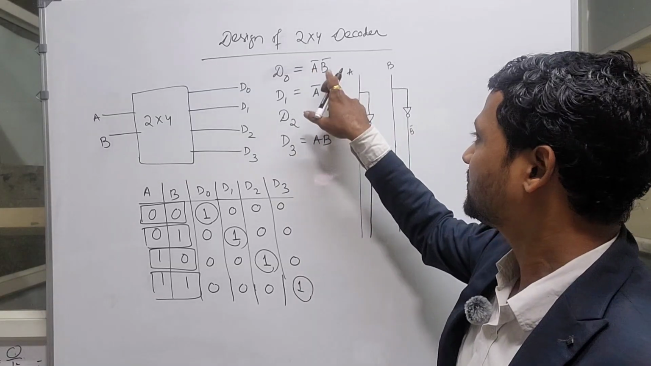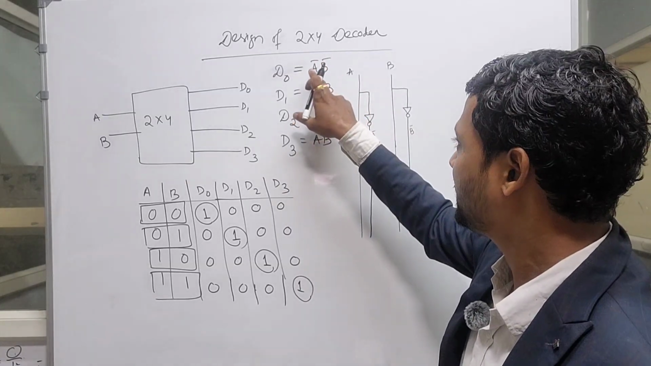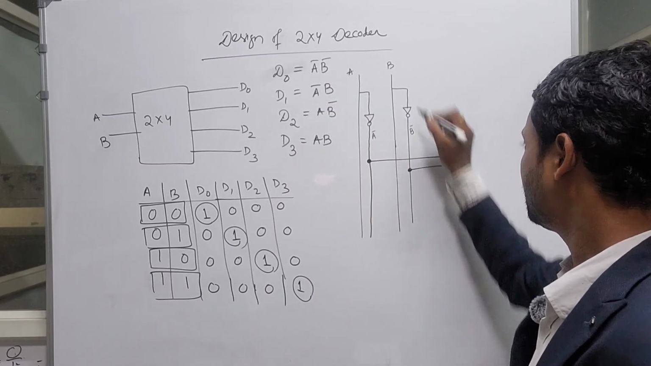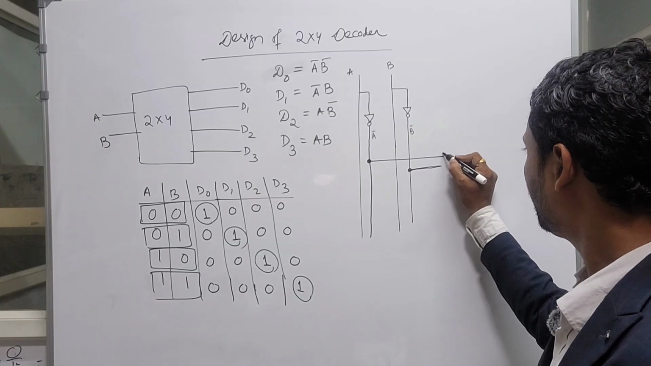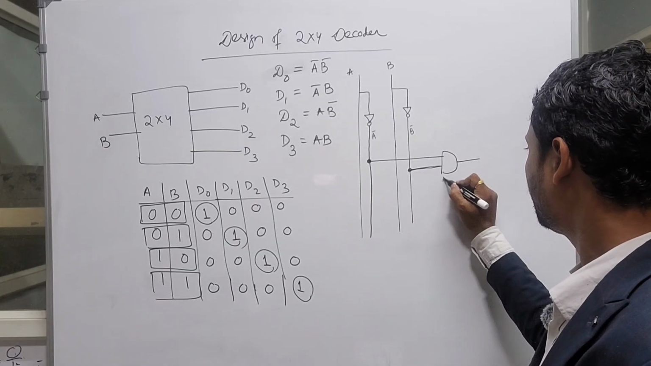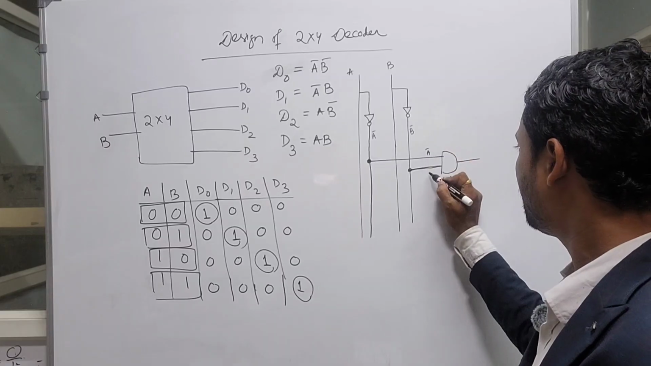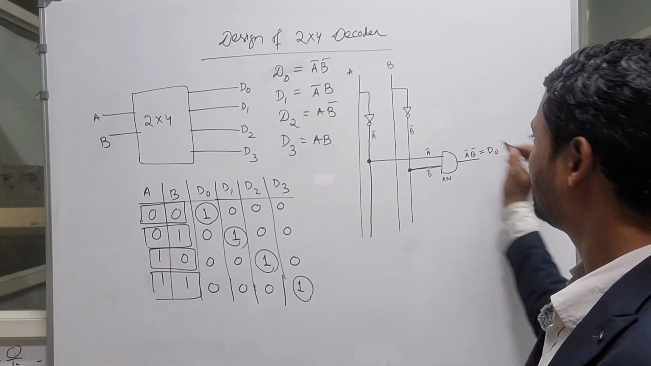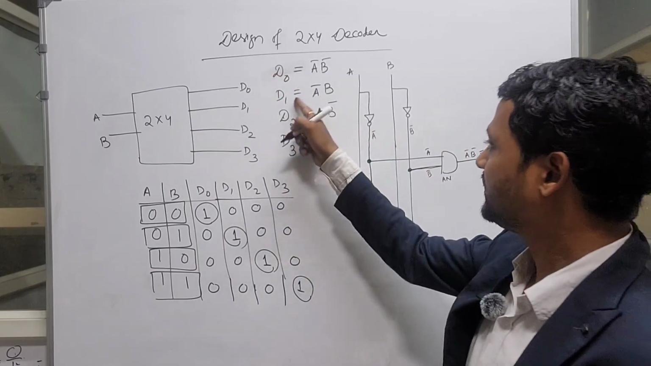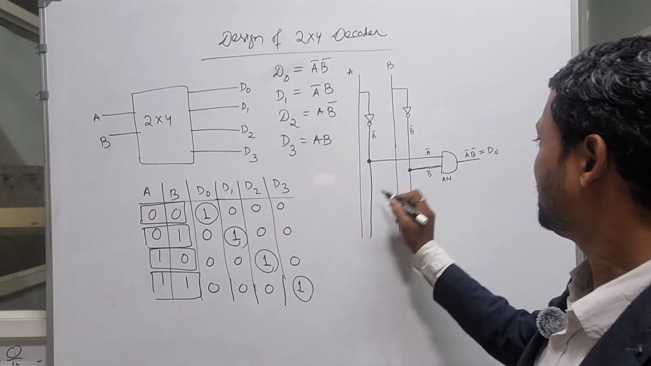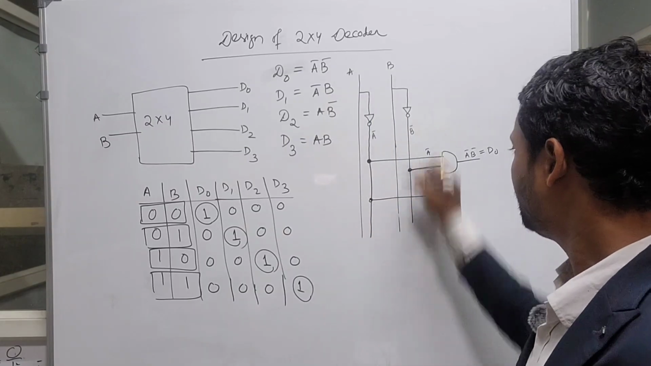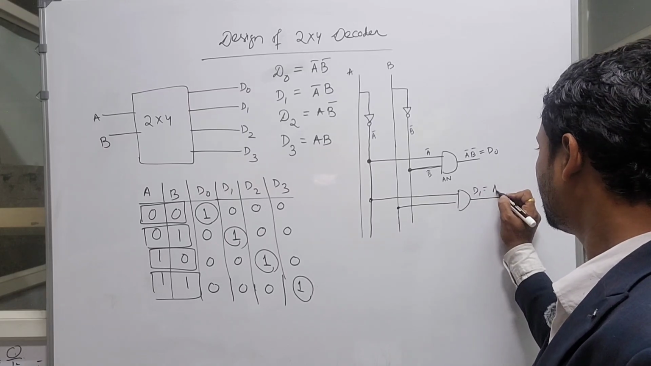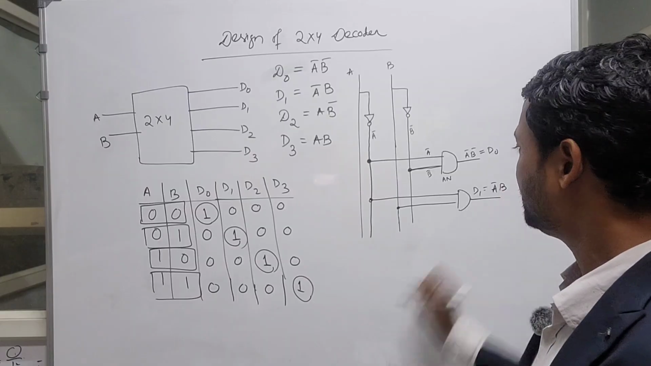Then by taking that output equation, we can design the circuit. देखो, A bar into B bar मतलब we need an AND gate. That means we are multiplying A bar to B bar. We have A bar here and B bar here. We can take the B bar line from this point, and there is an AND gate. What is the output? A bar into B bar, which is your D naught. Similarly, D1 के लिए क्या चाहिए? A bar चाहिए और B चाहिए. A bar you can take from here, and B you can take from here. So it will be D1, that is A bar into B.